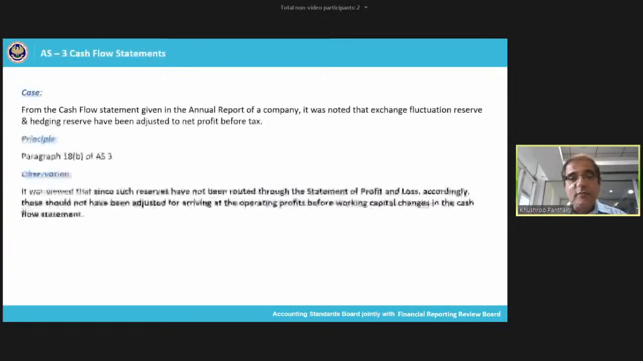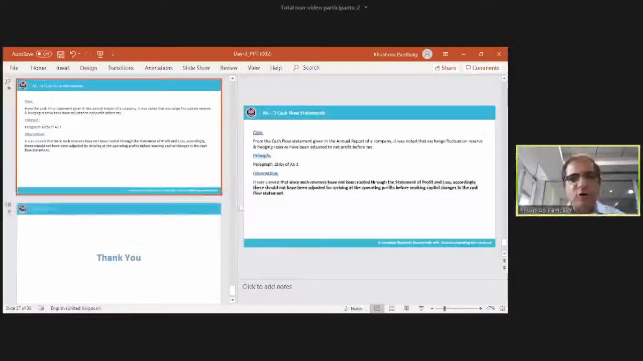So these are some of the errors that were appearing. I think we spoke about 9 to 10 errors that were commonly, as I repeat, commonly observed by the FRRB while carrying out the reviews of the financial statements insofar as the cash flows were concerned. So this is all about accounting standard 3 on the cash flows.